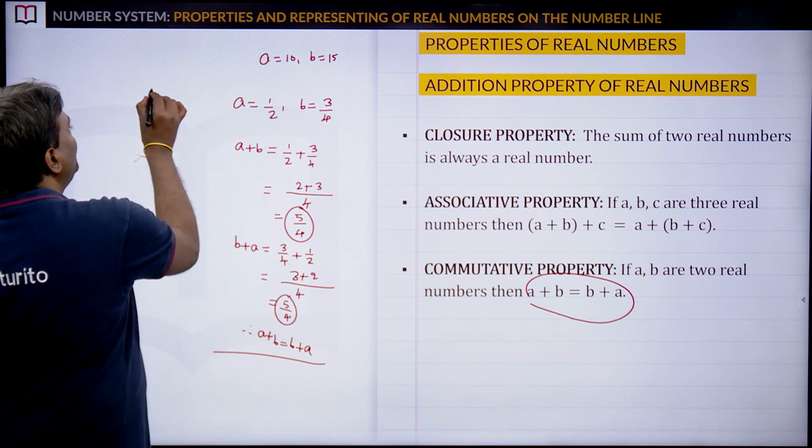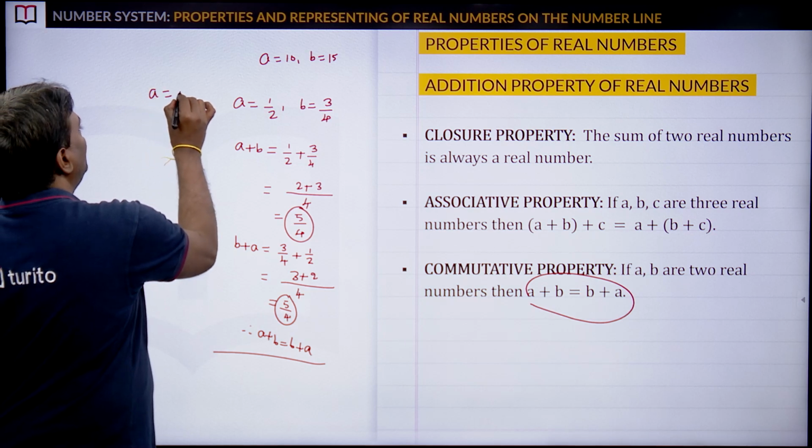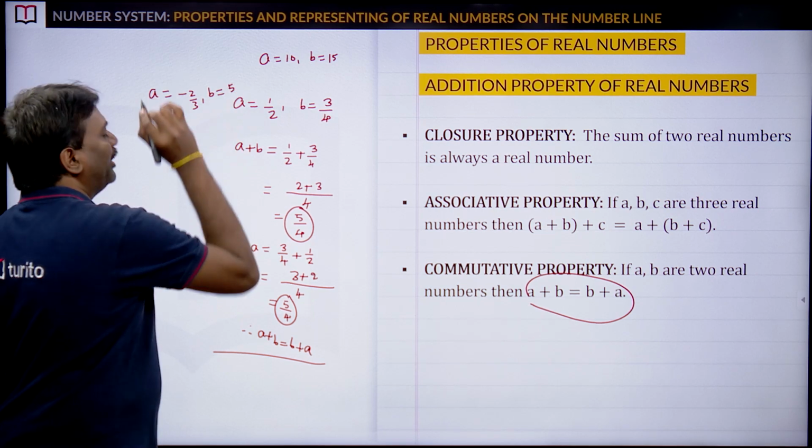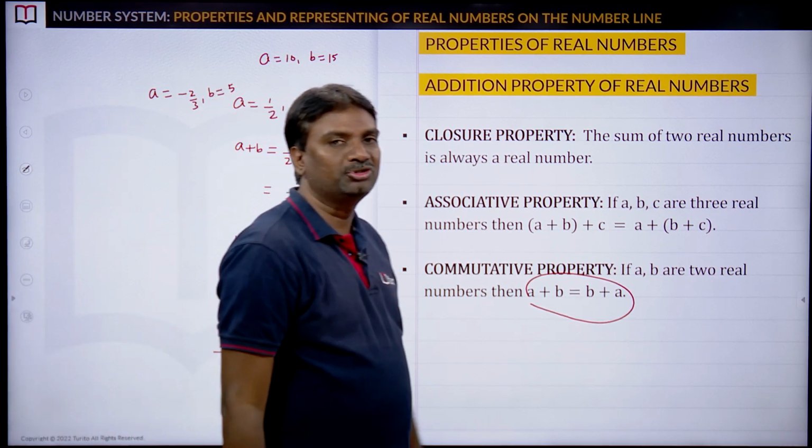So, if you take the negative numbers, A equal to minus 2 by 3 and B equal to 5, once you can check and you can post your answer in the chat box.